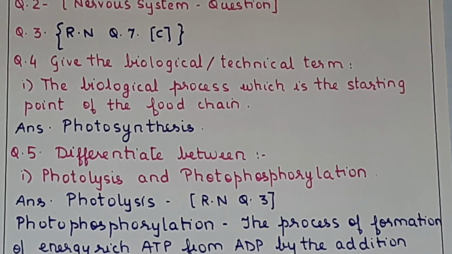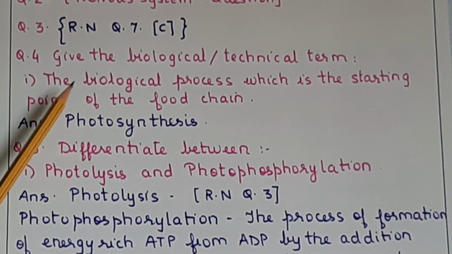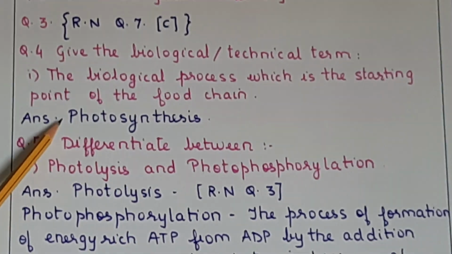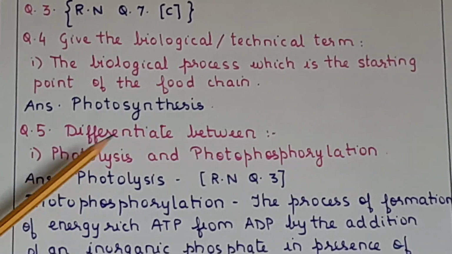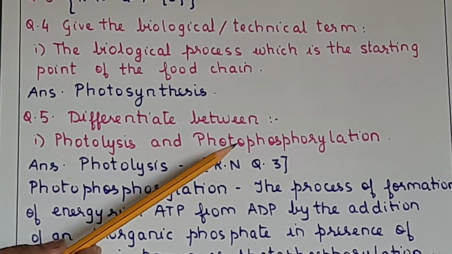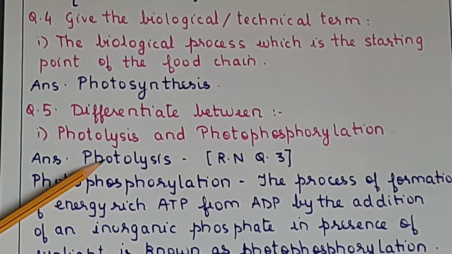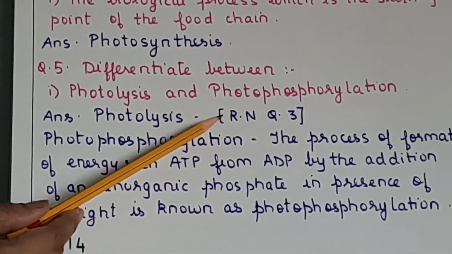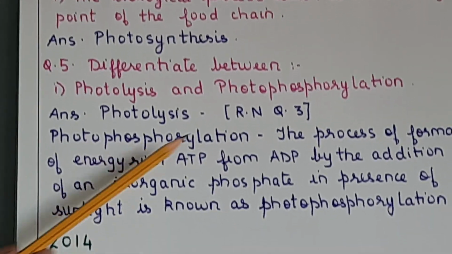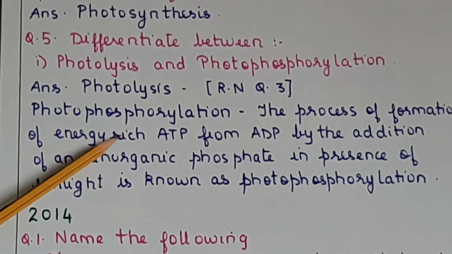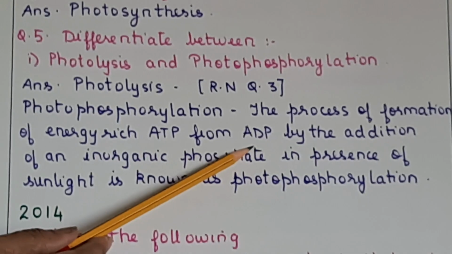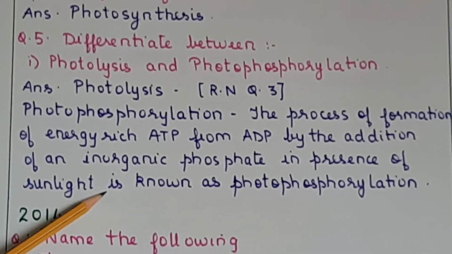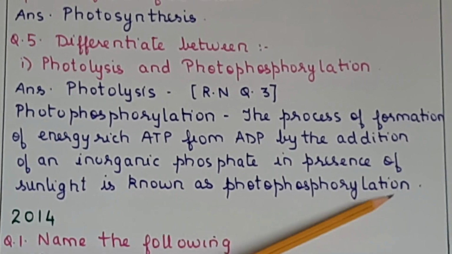Now question 4, give the biological technical term, biological process which is the starting point of the food chain: photosynthesis. Okay, now question 5, differentiate between photolysis and photophosphorylation. Now photolysis, we have already written it, that is question 3 of the notes. And photophosphorylation, the process of formation of energy rich ATP from ADP by the addition of an inorganic phosphate in presence of sunlight, is known as photophosphorylation.